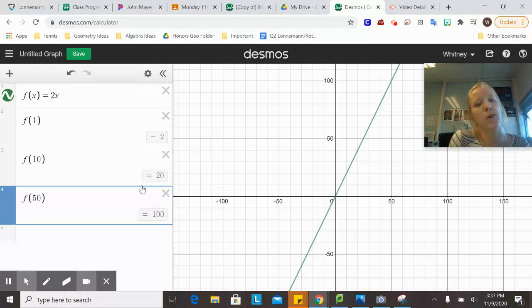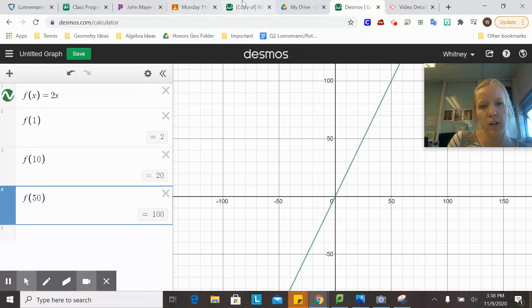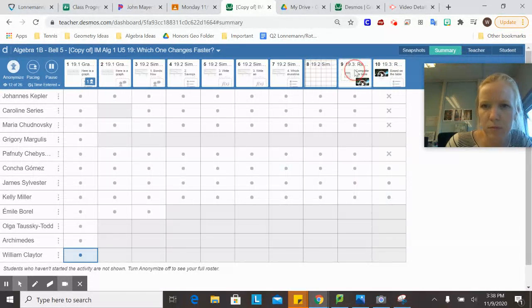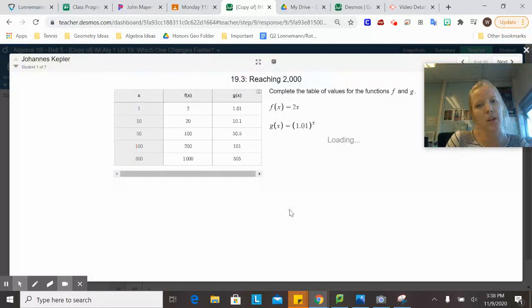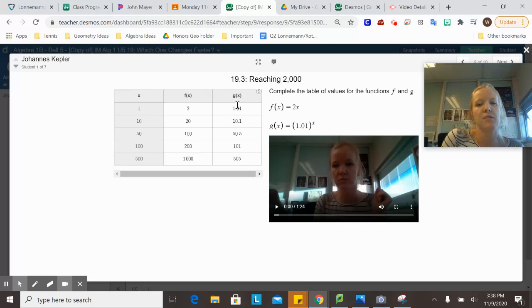Okay, so what's happening is when I input 1 for x, I get an output of 2. When I input 10 for x, I get an output of 20. When I input 50, I get an output of 100. So these are the values that need to be going into our chart, and I'm not going to be able to type those in there. Maybe if I go back to summary, or I can just pull it up. So like this first one, if I can make it bigger, there we go. Okay, they put the appropriate numbers 2, 20, 100, 200,000 in there. It looks like our g of x for these are incorrect.